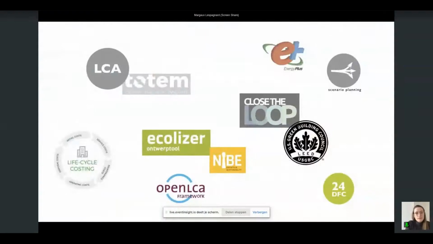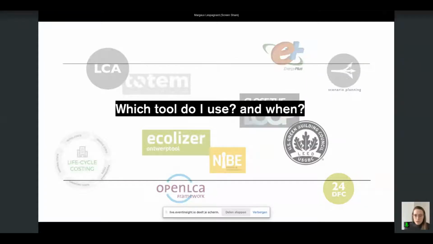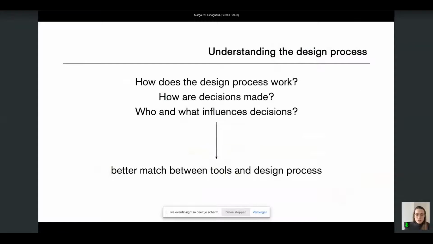Researchers have developed quite a lot of tools over the past few decades that could support architects when they are designing a building, so it will have a lower environmental impact. However, today there are so many tools that architects start to get confused and wonder which tool they should use and when. We tried to answer this question by first really understanding how a design process works: how are decisions made, and who and what influences these decisions?